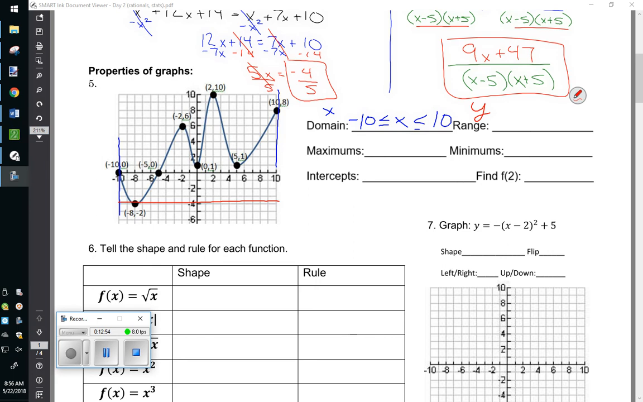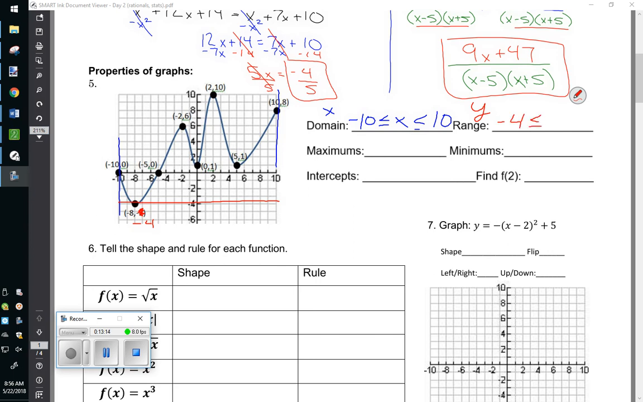That ordered pair is wrong. Don't believe that ordered pair. That should be a negative 4. I don't know where that negative 2 came from. Sorry, it's negative 4. That's a bad label, because that's where that line is. It's right there at negative 4. I just labeled it wrong. So negative 4 is my range, the y value.